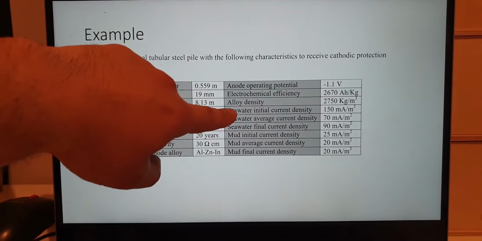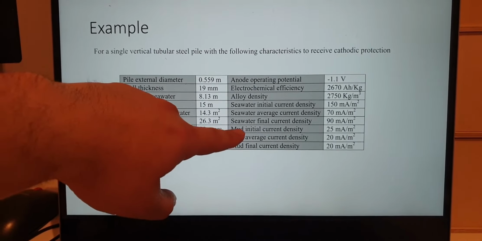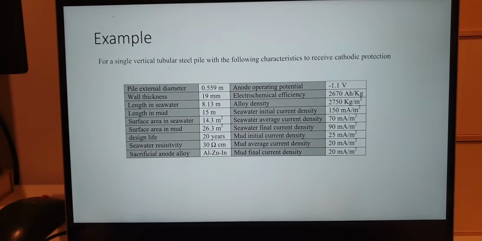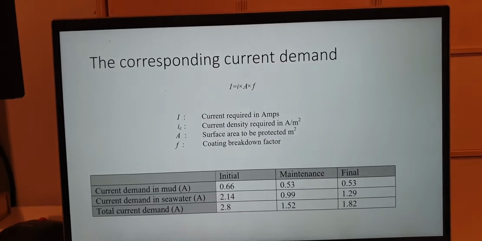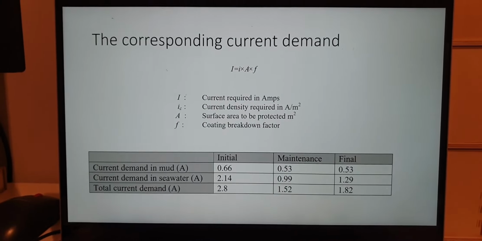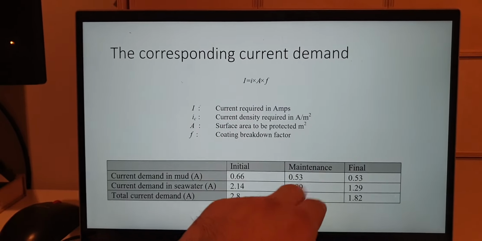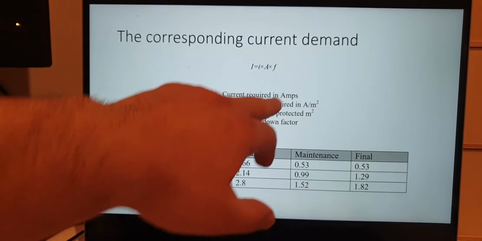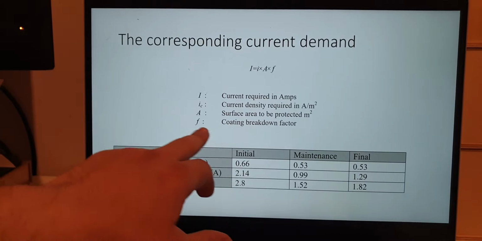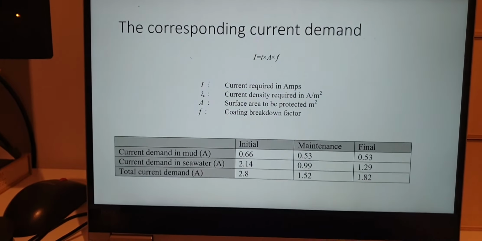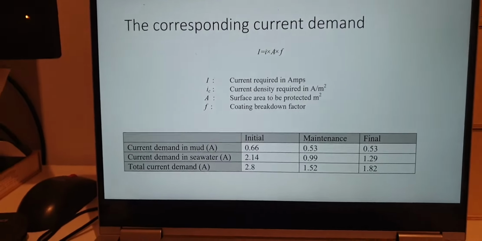As I see, we have the seawater. As I said, we have the seawater initial, average, and final, and we have the mud initial, average, and final. And this is the current density when they have 25. So how do we start? We start with this equation, the corresponding current demand. Remember the maintenance, the corresponding current demand is this equation, which is the current required in amps, current density required, surface area, and coating breakdown. Basically, what I want you to do is put the numbers there to get these results.